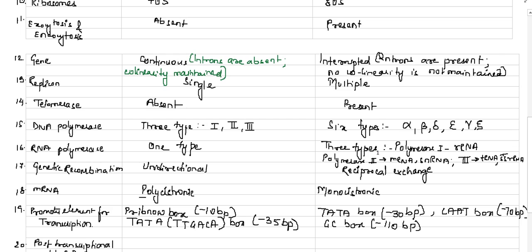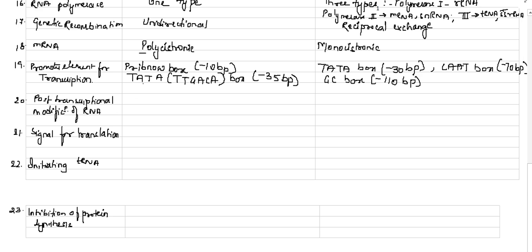Another point of difference is post-transcriptional modification of RNA. This is absent in prokaryotes, but in eukaryotes, just after the transcription and before the splicing, these RNAs which are synthesized are required to be modified. So in which stage? After transcription and prior to splicing. Okay, I am writing it here.